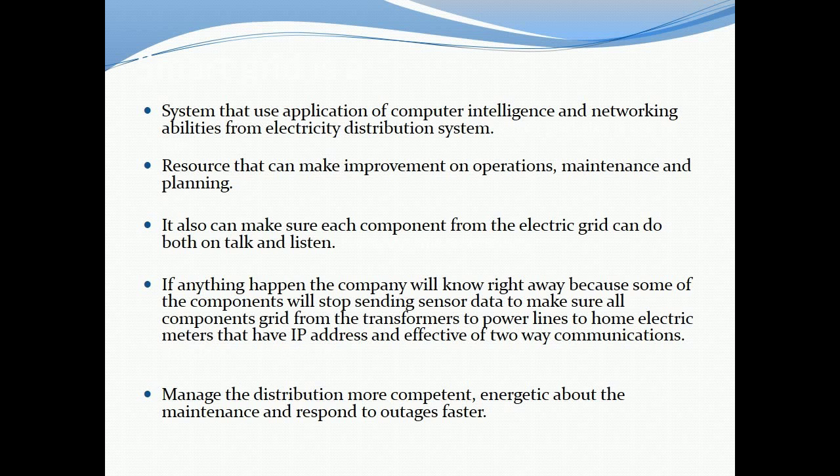It also makes sure each component of the electric grid can both talk and listen. With this technology, if anything happens, the company will know right away, because some of the components will stop sending sensor data. All grid components, from the transformers to power lines to home electric meters, have IP addresses and effective two-way communications. And last, Smart Grid also manages the distribution more competently, is proactive about maintenance and responds to outages faster.